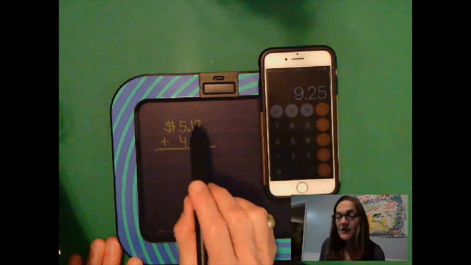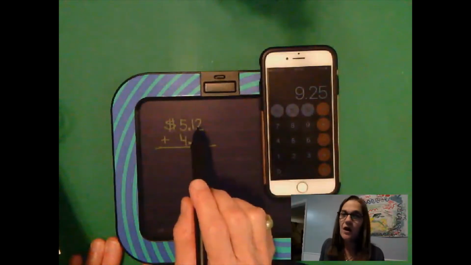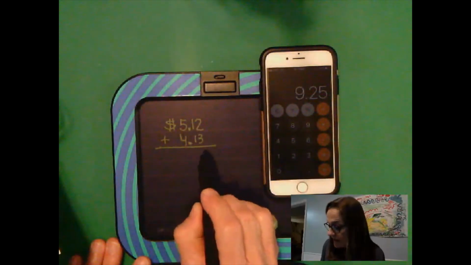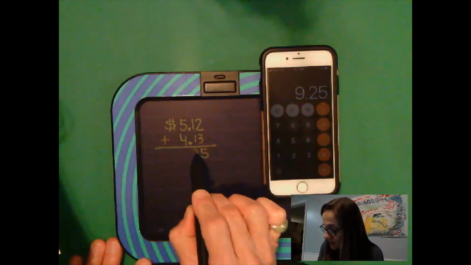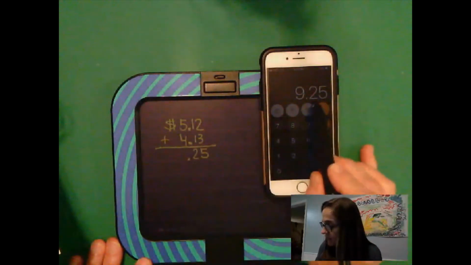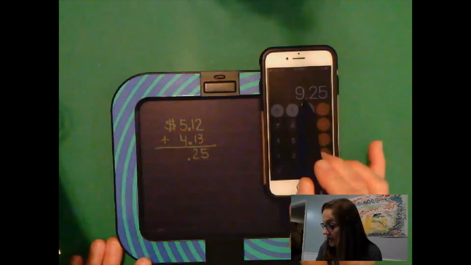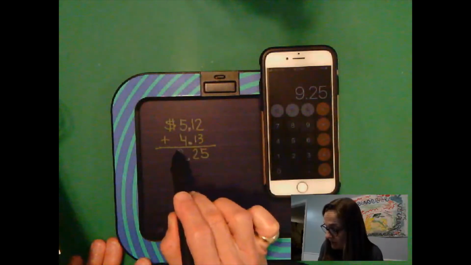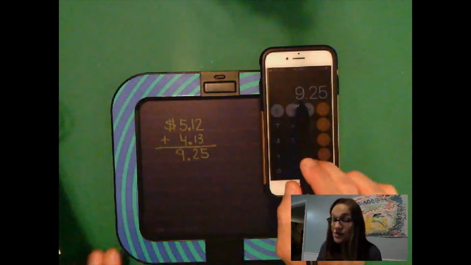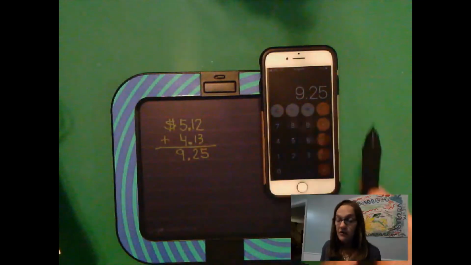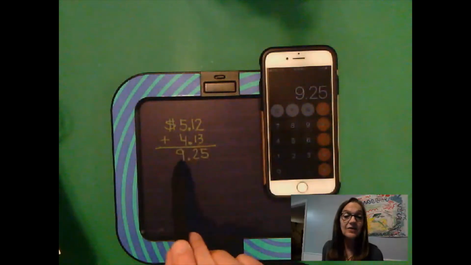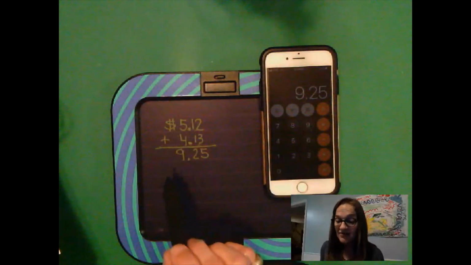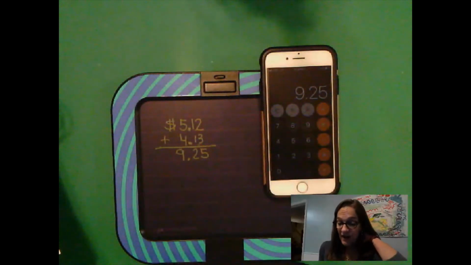and did you get $9.25? We can again add it the old-fashioned way, which is always good to know. 2 plus 3 equals 5. Does that match up with the ones place here? It sure does. 1 plus 1 equals 2. Does that match up with the tens place here? It sure does. And then 5 plus 4 is 9. And does that match up with the hundreds place here, the dollars? Yes, it does. Okay, so $5.12 plus $4.13 is equal to $9.25.